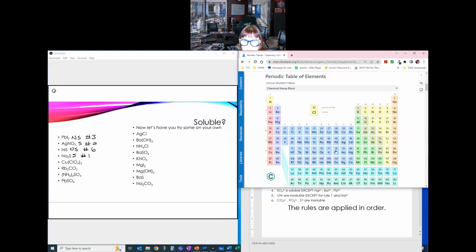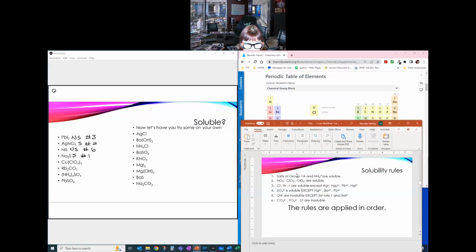Now, Cu(ClO4)2. Cu is copper. He's right here, a transition metal as well, so right now I don't know much about him. Salts of group 1A and NH4+ do not apply. ClO4-, oh, that's right there. It says it's soluble, so this is going to be soluble, based on rule number 2.